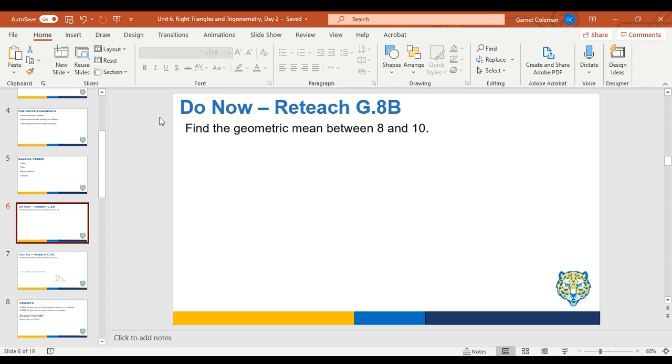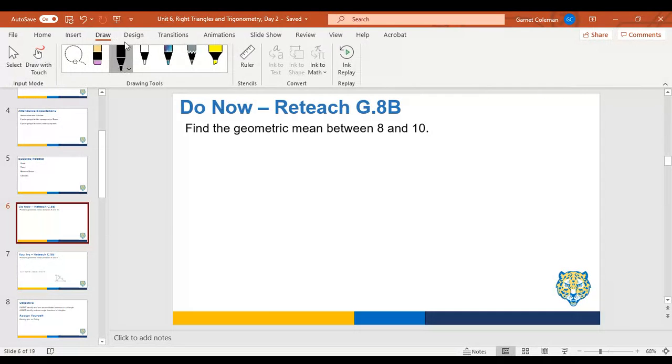Okay, so for this do now, we're going to review what we did yesterday. Some of this was on our semester exam from before the break, and so I just want to make sure that we have it down. So let's talk about geometric mean.